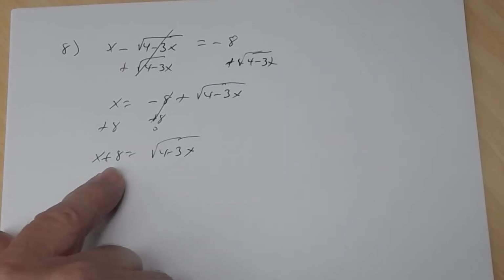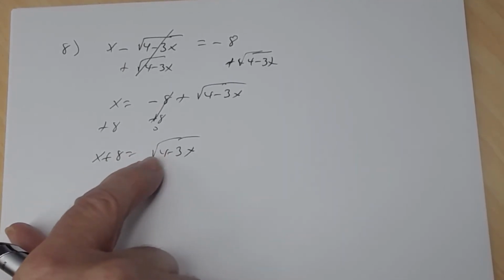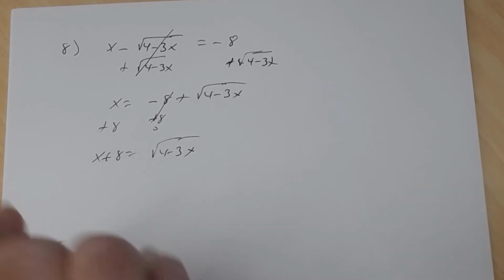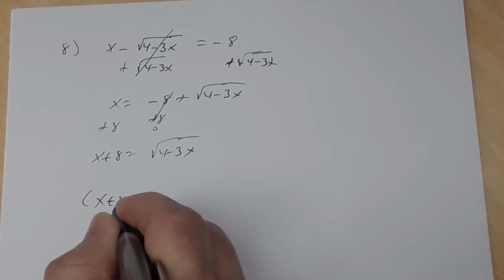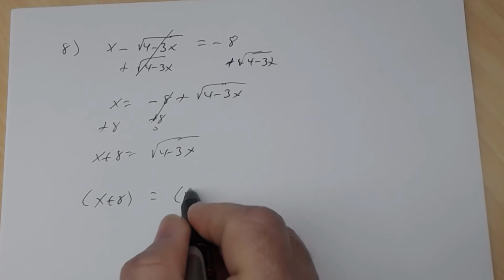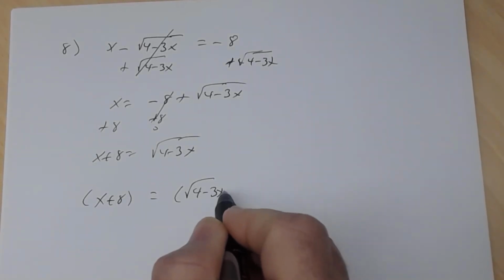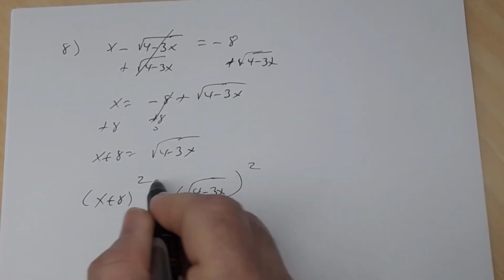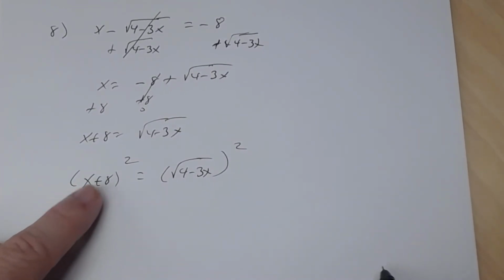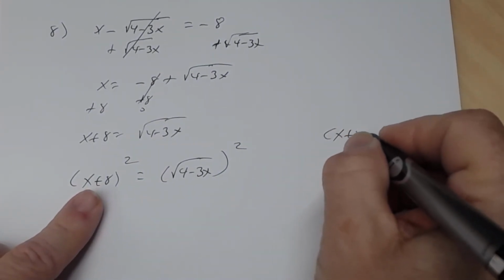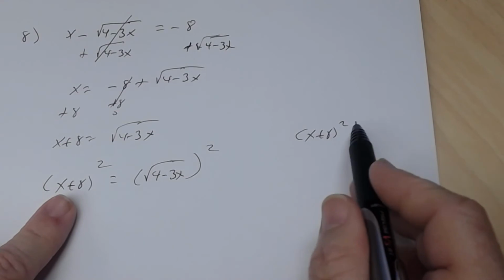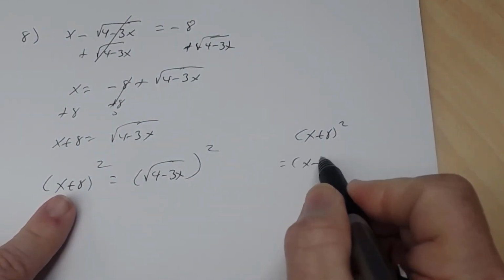Okay, now the radical is by itself. The index is 2, so now I'm going to square both sides. Remember, you're going to enclose each side in parentheses, and now you're going to square. All right, so now we have x plus 8 squared. So we have to simplify this side: x plus 8 times itself.